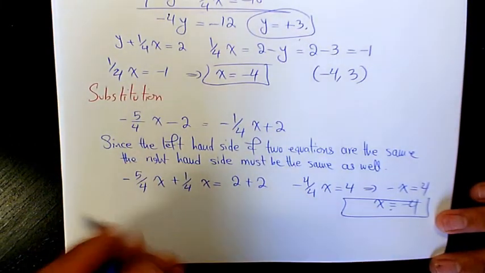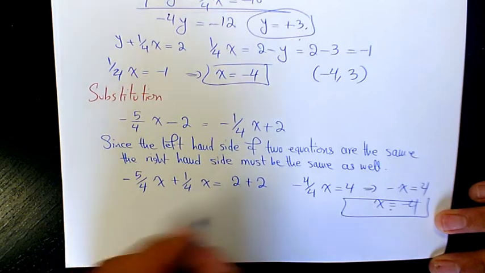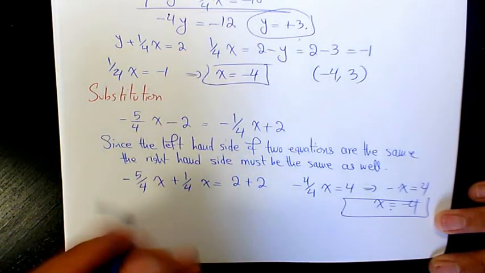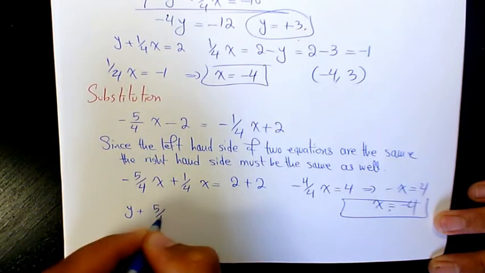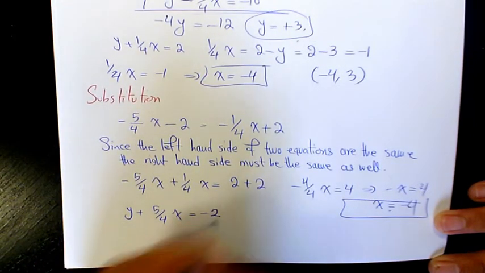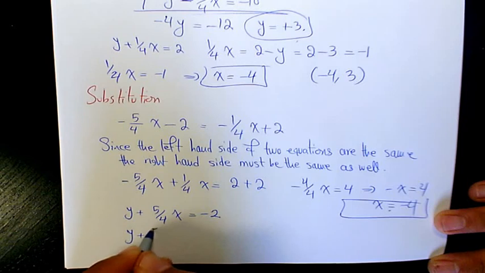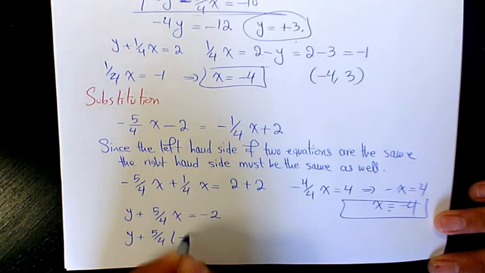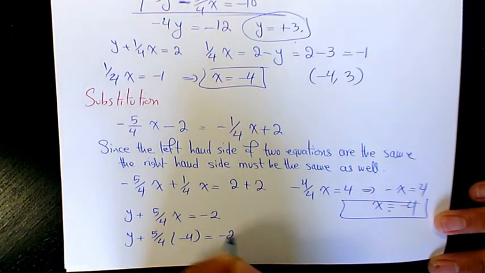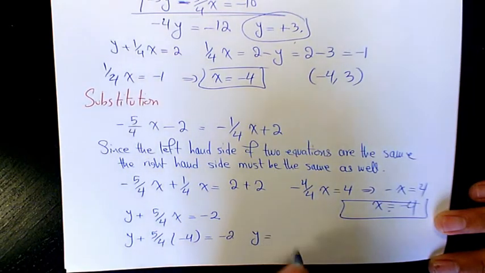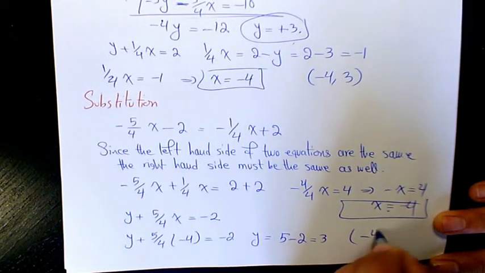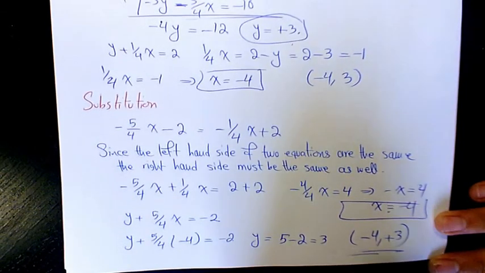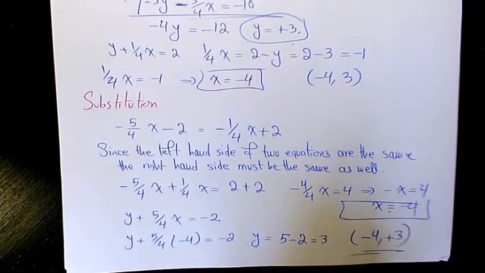Then you sub it there, one of these equations, doesn't matter which one. Let's say y plus 5 over 4x equals negative 2. So y plus 5 over 4, instead of x we put negative 4, equals negative 2. So y will be 5 minus 2, which is 3. So I have negative 4 and positive 3. That's the point of intersection.